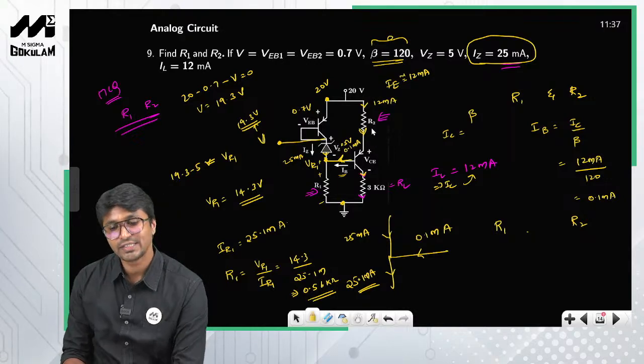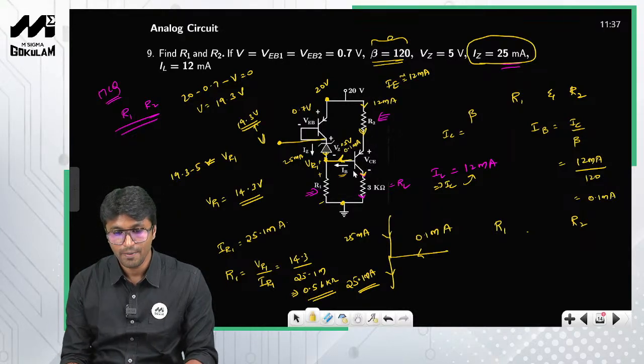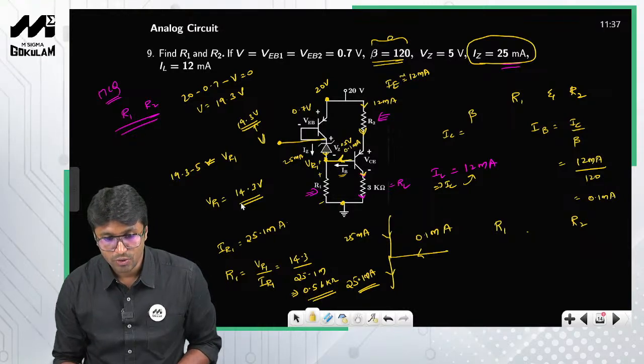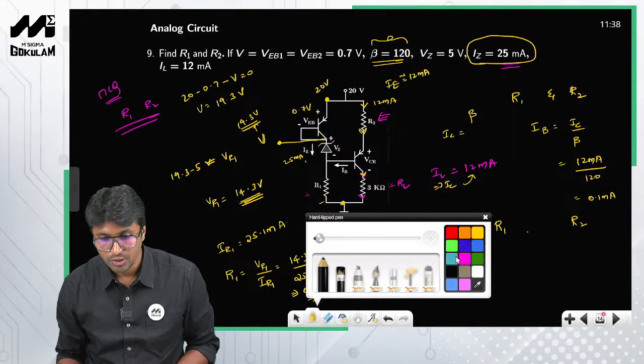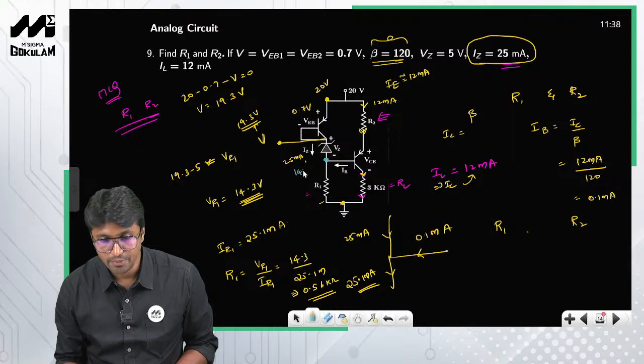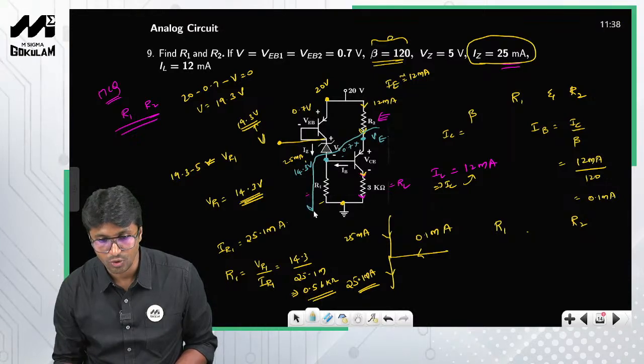Now what is the voltage across R2? That is what we need to calculate. The voltage at this node is nothing but 14.3, and this voltage is 0.7. I need to get this voltage, which is VE. So I'll apply KVL along this loop. I'll start with VE minus 0.7, and this is 14.3, so minus 14.3 is equal to 0.